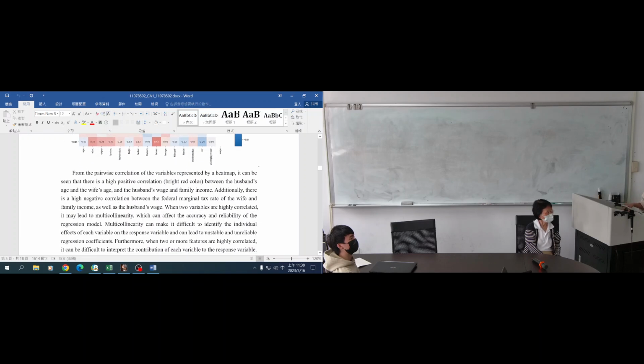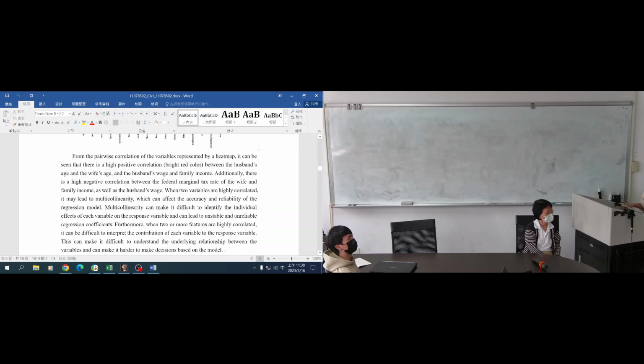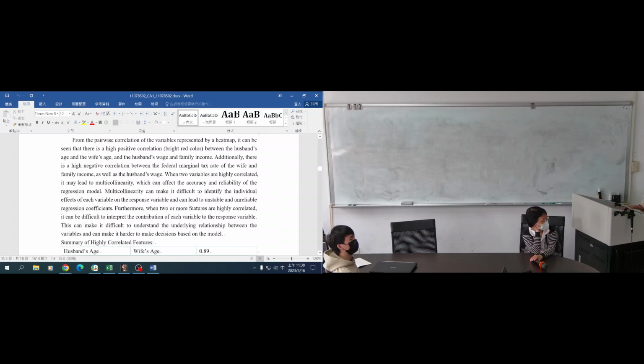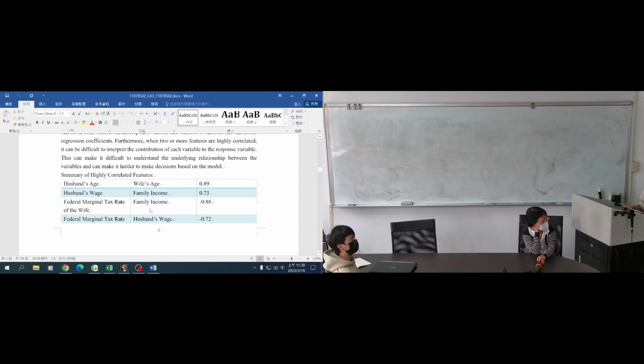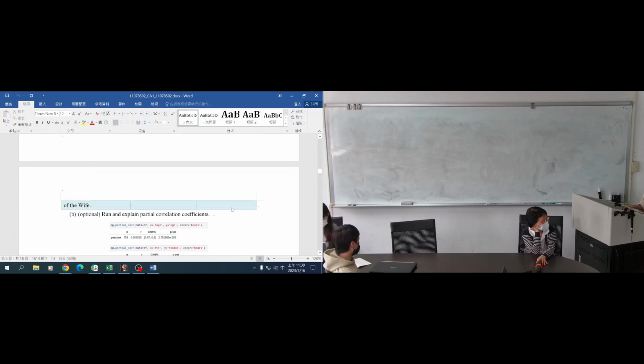So we can see here that these variables may lead to multicollinearity, which can affect the accuracy and reliability of the regression model. So maybe we can check these four. This is the summary: the husband's age, wife's age, and the others, and these are their correlation coefficients.